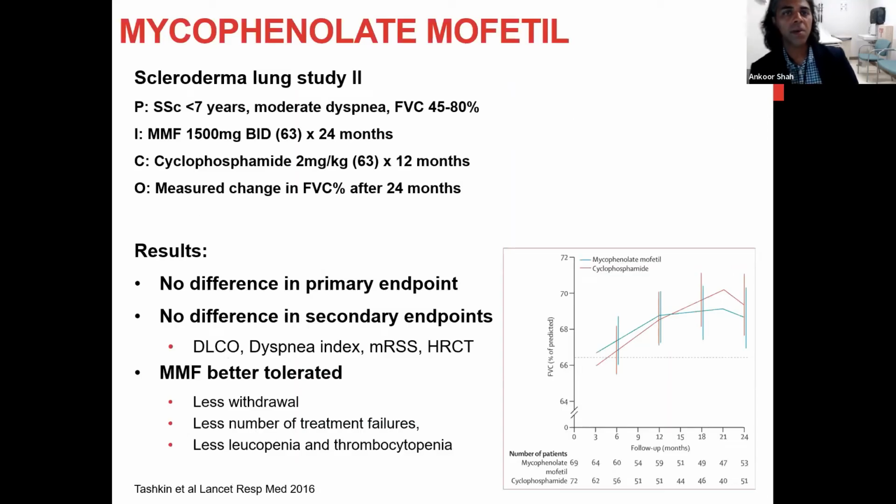This led to other studies and other drugs, including mycophenolate mofetil, which is the Scleroderma Lung Study II. And this study compared CellCept to cyclophosphamide, again, oral cyclophosphamide, looking at the change in FVC. What they found is that there was no difference between cyclophosphamide and CellCept in their primary or secondary endpoints. But what they did find was that mycophenolate mofetil was better tolerated. Because of less toxicity and greater tolerance of the mycophenolate mofetil, it has largely replaced cyclophosphamide as our drug of choice for induction therapy in patients with scleroderma lung disease.